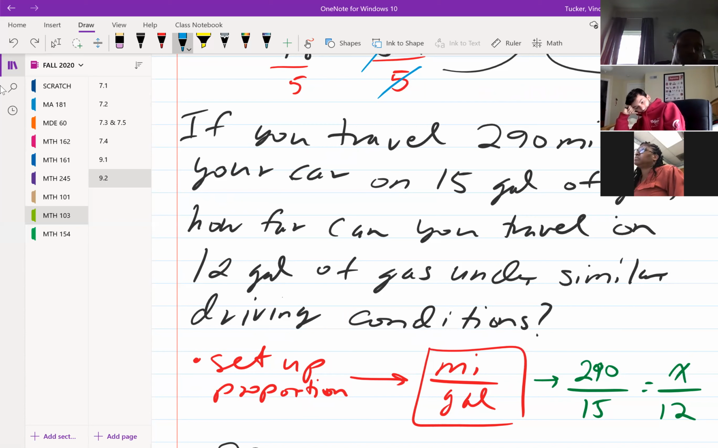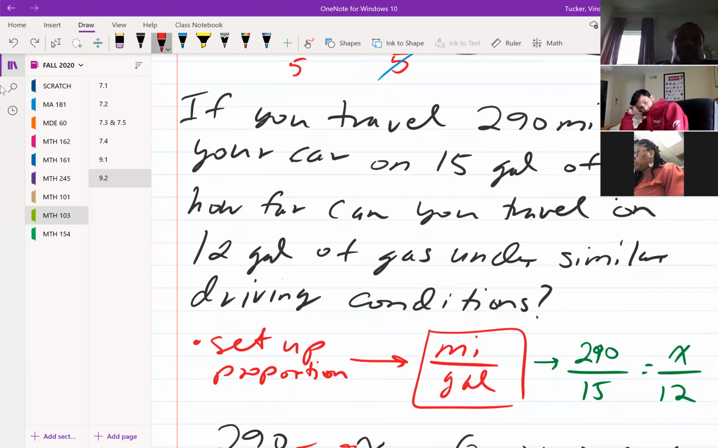If you decide to do miles over gallon, like I decided to do, make sure you're consistent with your other rate. So if you do miles over gallon on the left side, make sure you do miles over gallon on the right side. You can actually do gallons over mile, it doesn't matter. Eventually you'll come up with the same answer. You can even play with it a few other ways, but just make sure whatever you do, stay consistent. So I'm going to do miles over gallon.